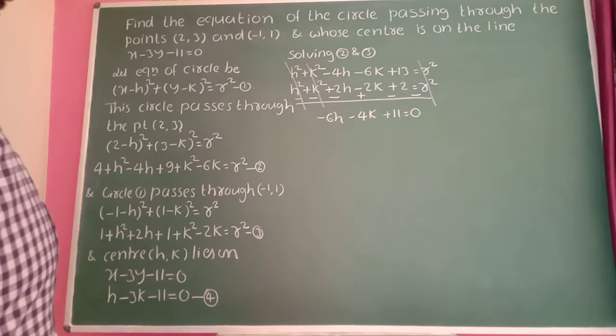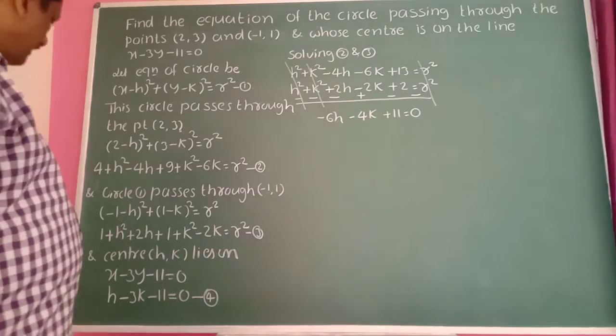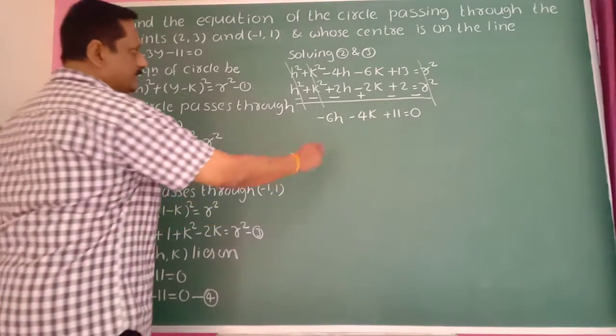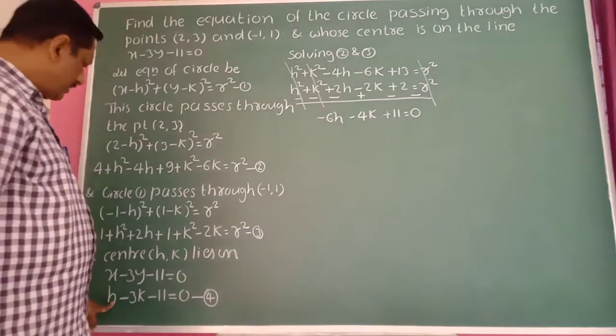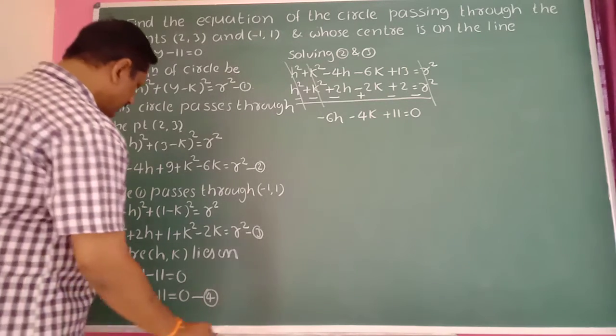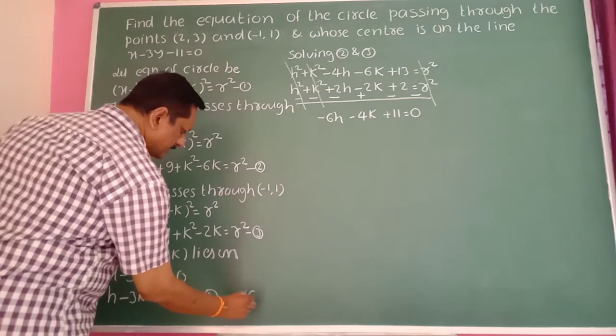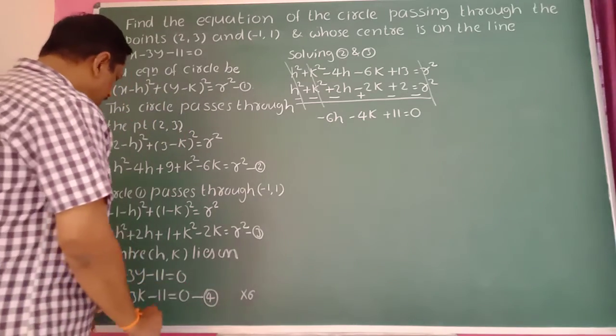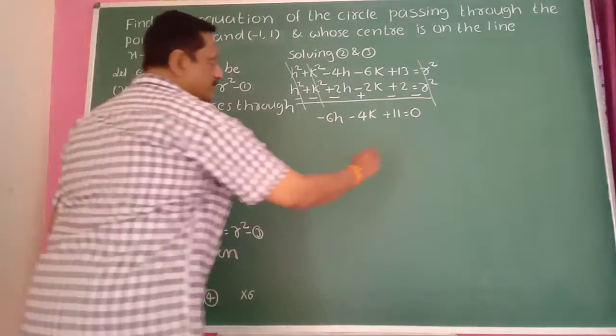Then in this case h is there and here it is 6. We can multiply this equation by 6. Just multiply this equation by 6. 6 into h becomes 6h. Solving, take this as equation number 5.